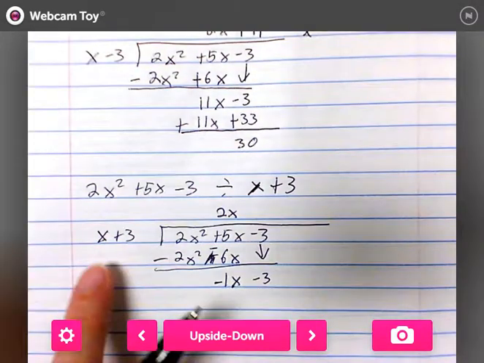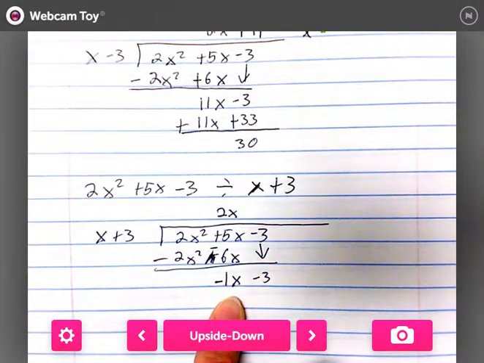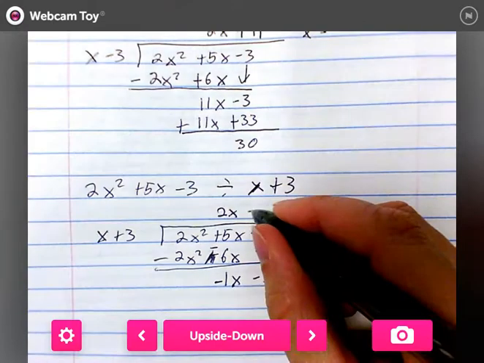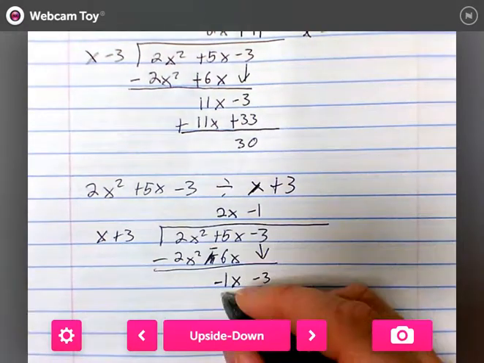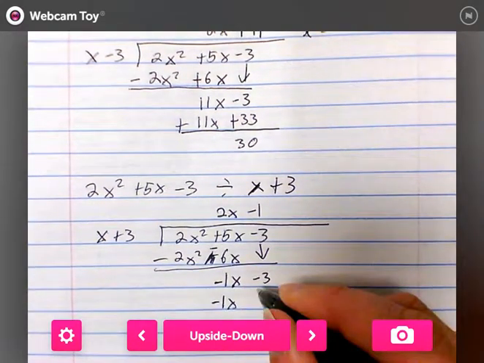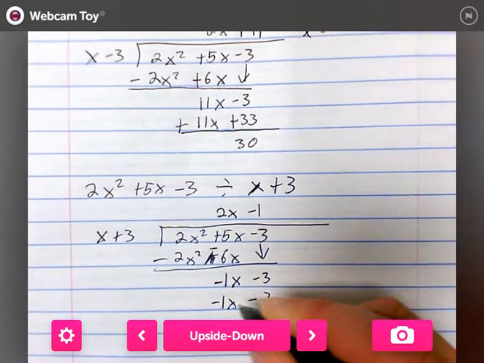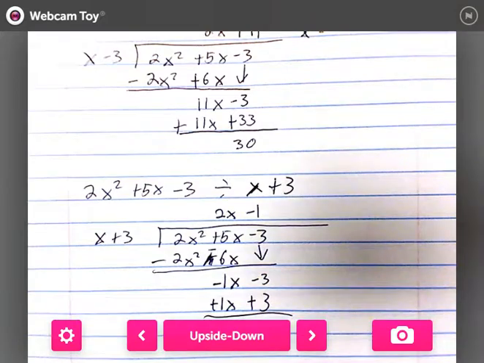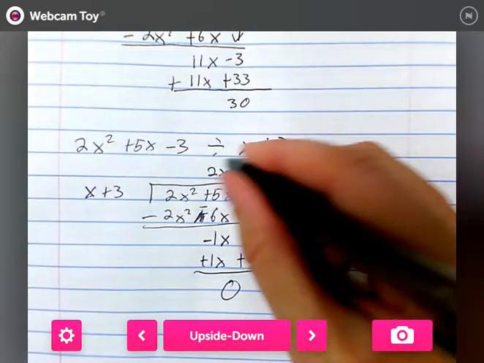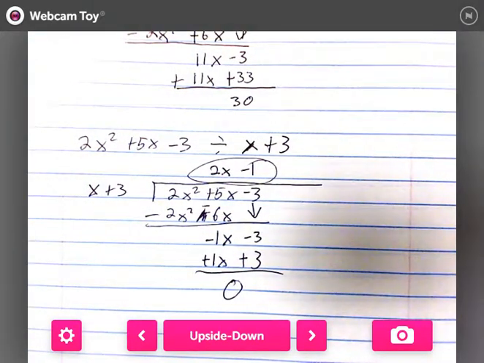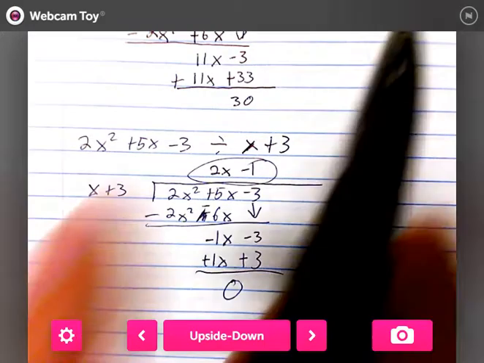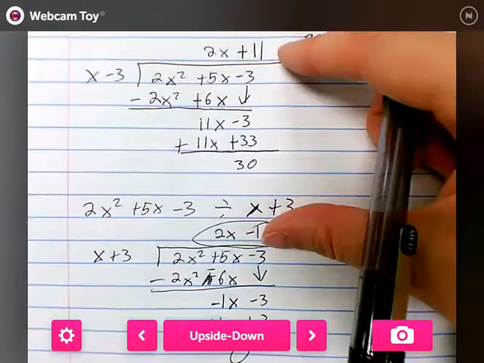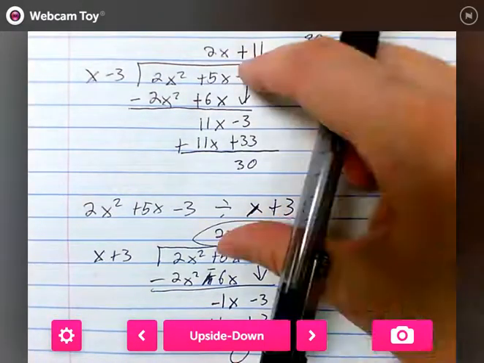Okay, what times x gives me negative 1x? Negative 1. Negative 1 times x gives me negative 1x minus 3. We change our signs, and we don't have a remainder. So we just get 2x minus 1. Okay? So the 2x is the same, but for this one I got 11 and a remainder, and this one I just get negative 1x.